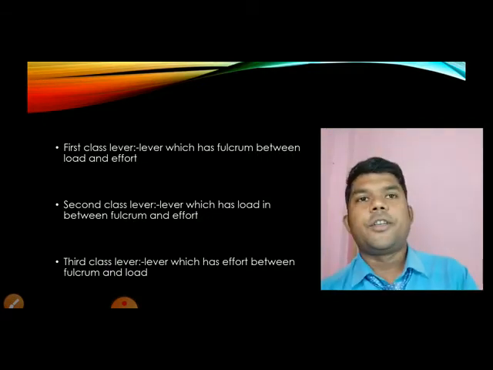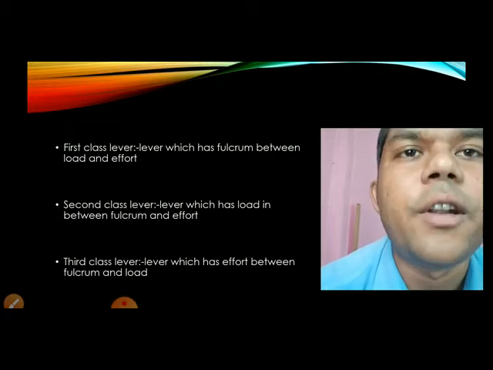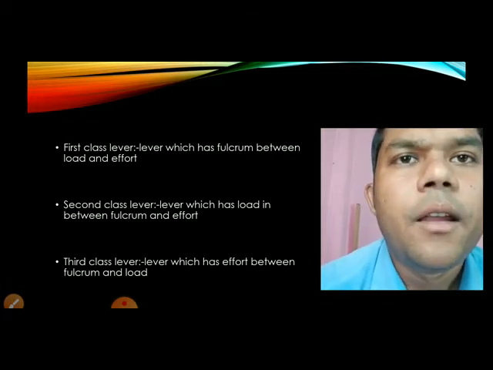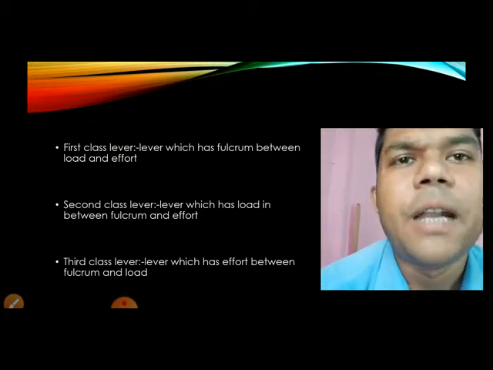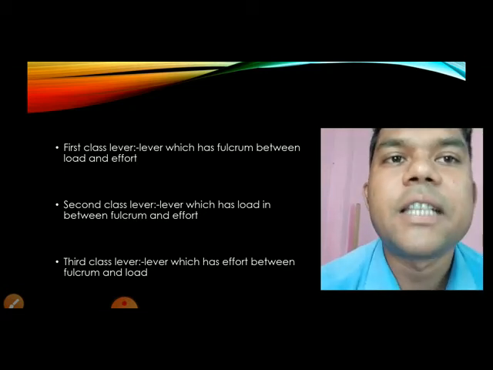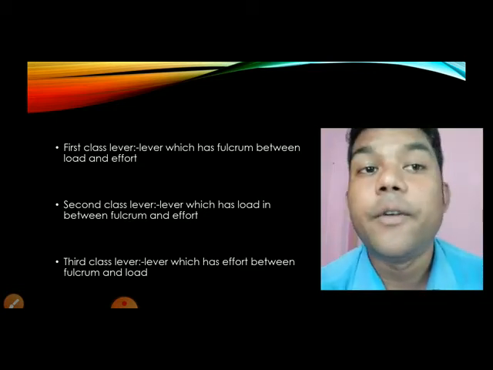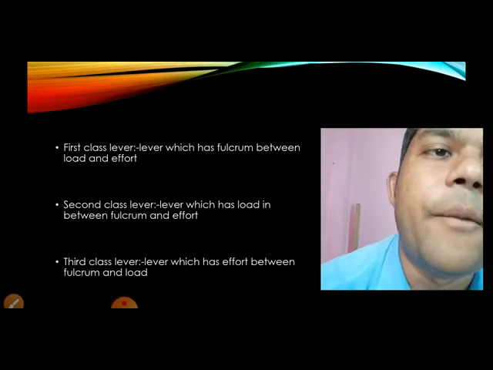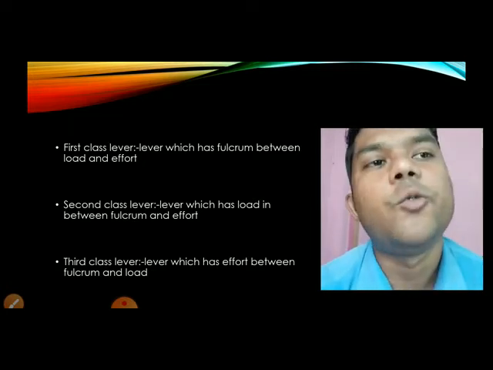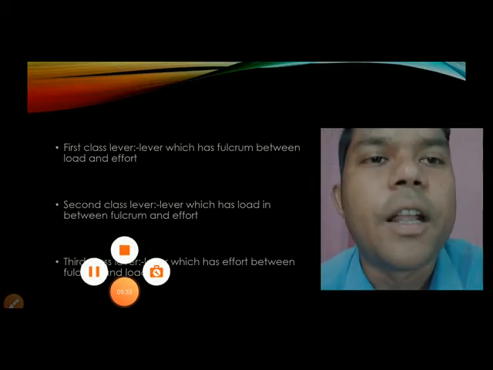Next, I have also given the definitions for you. First class lever: a lever which has the fulcrum between load and effort. Load and effort may be on either side, but the fulcrum should be in between. Second class lever: a lever which has the load in between fulcrum and effort. Third class lever: a lever which has the effort between fulcrum and load. On that basis we can classify first class, second class and third class levers.